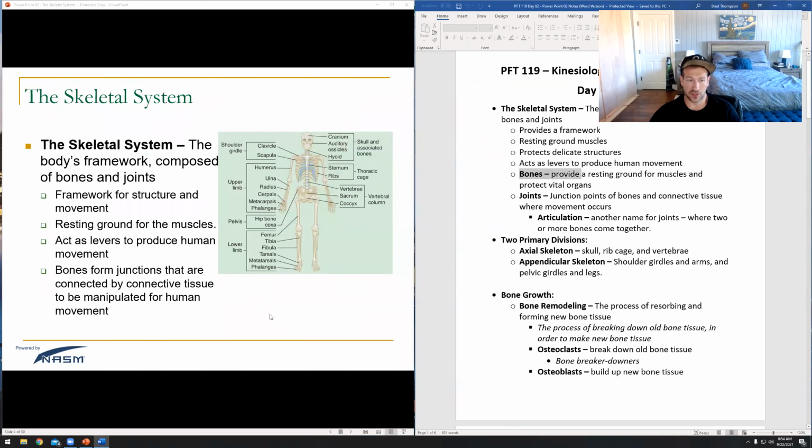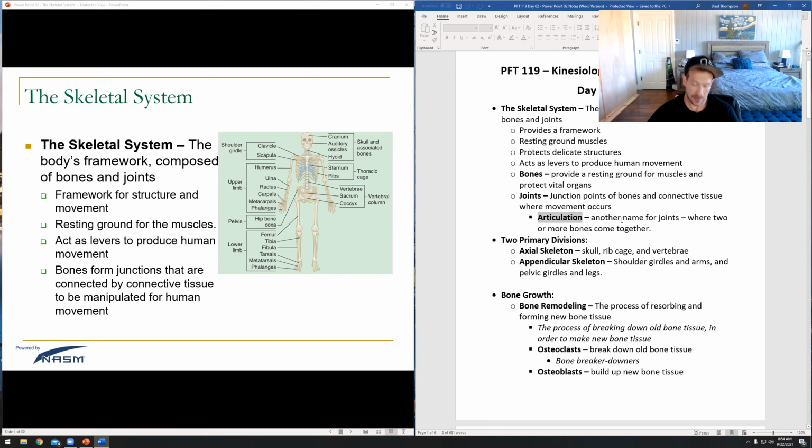So your bones, by definition, like I said, are providing a resting ground, and they're the ones protecting your vital organs. And then your joints are the junctions where your bones come together. That's actually where all the movement occurs, at these joints. We're going to call that an articulation, by the way. You're going to see that term a lot.